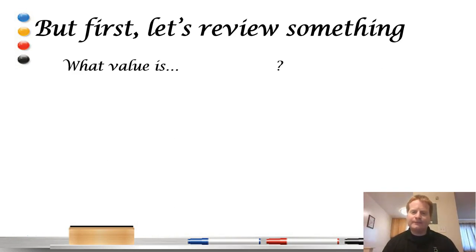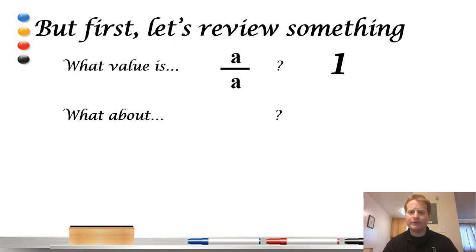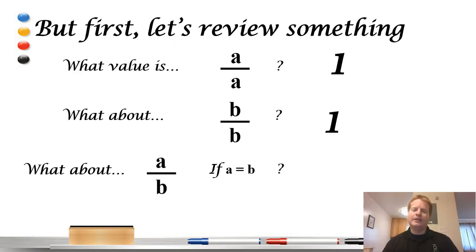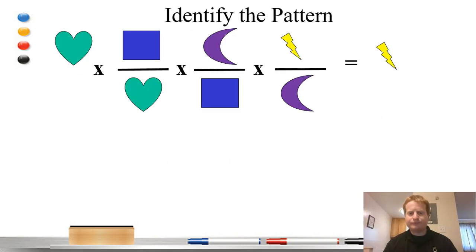The first one is, what is the value of A over A? Anything over itself is going to be the number 1, right? Okay. What about the value of B over B? Also 1, right? Okay. Well then what about A over B if we're told that A is equal to B? Well, that's also equal to 1, right? So that's going to be important in a minute. As long as we know that these two things are equal to each other, one on top of the other makes it the number 1, which is going to be important.